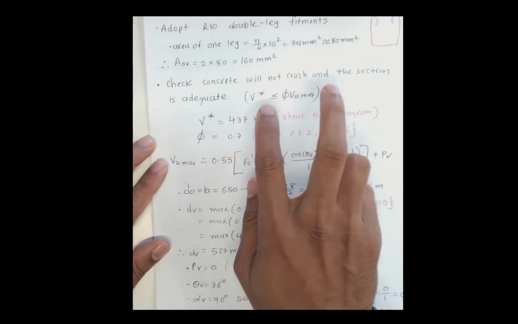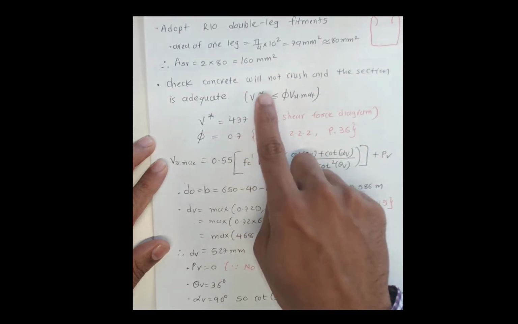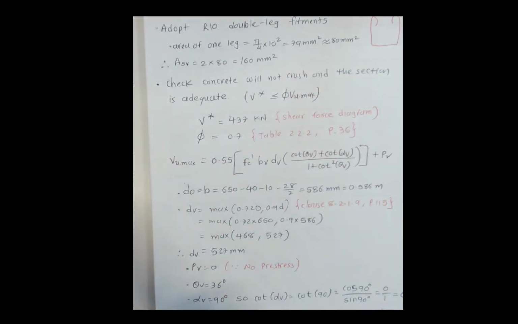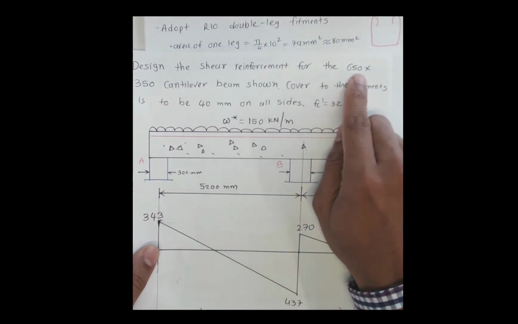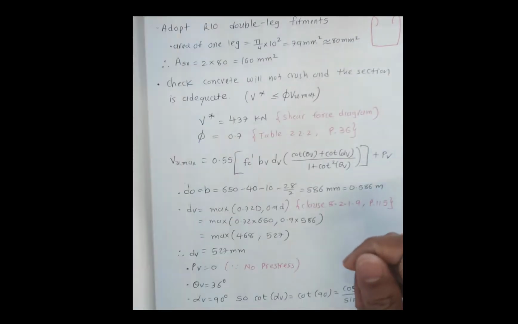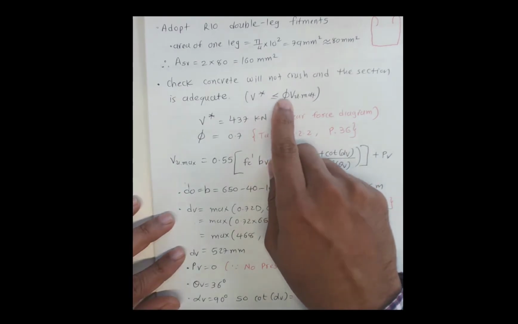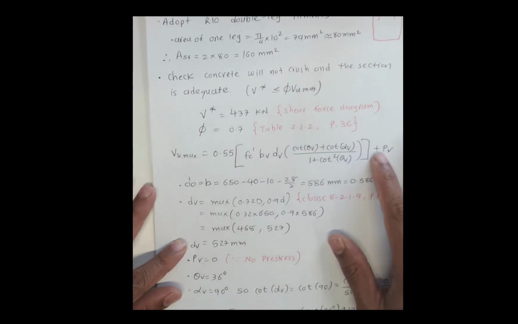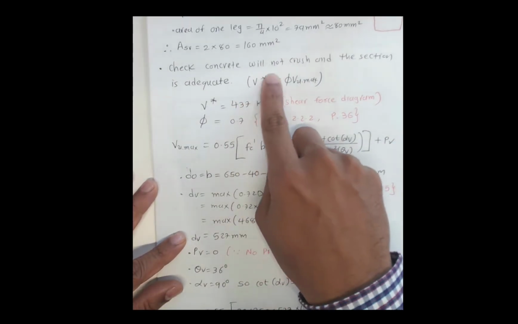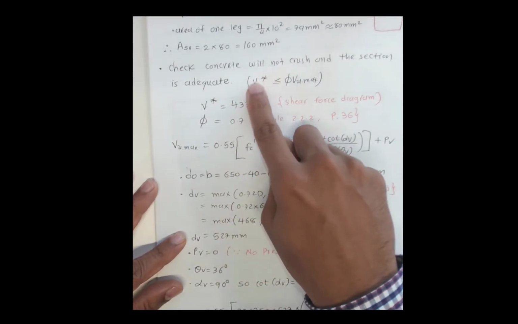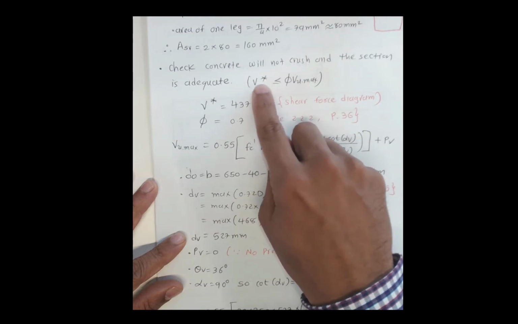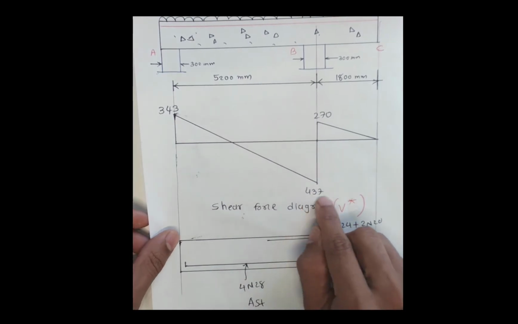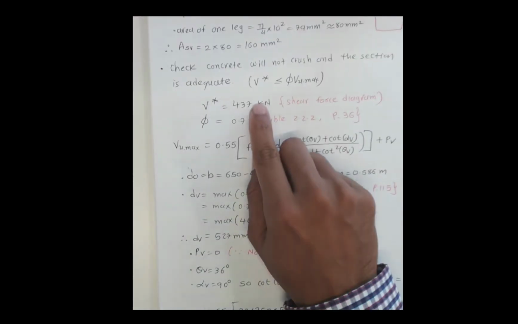Now there is one condition. For any shear design, we need to check whether the concrete is crushing or not, and whether the section is adequate. For example, whether this section, which is provided as 650 millimeters by 350 millimeters, is adequate or not. If this condition is not satisfied, it means the concrete is crushed and the section is not adequate. So we start with the design shear force, V star, which we take from the shear force diagram, which is 437 kilonewtons, written here.